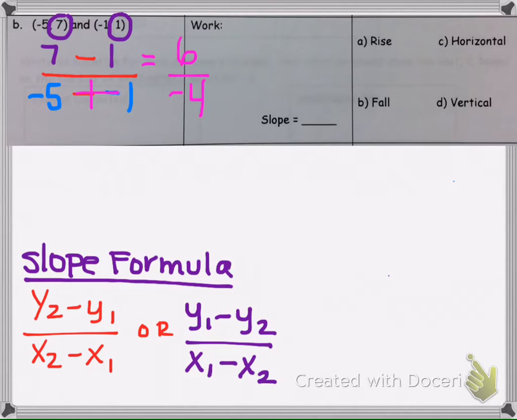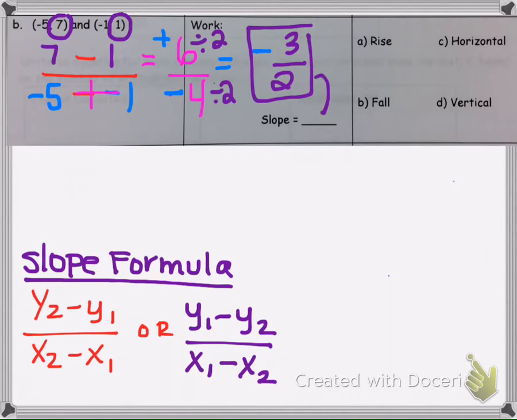Which is a positive divided by a negative, which tells us that our slope is negative. And 4 can't go evenly into 6, so we're going to simplify it. Divide them both by a common factor of 2. And we get negative 3 halves. So our slope is negative 3 halves. And since our slope is negative right here, that tells us that from the left to the right the line goes down. So it will fall.